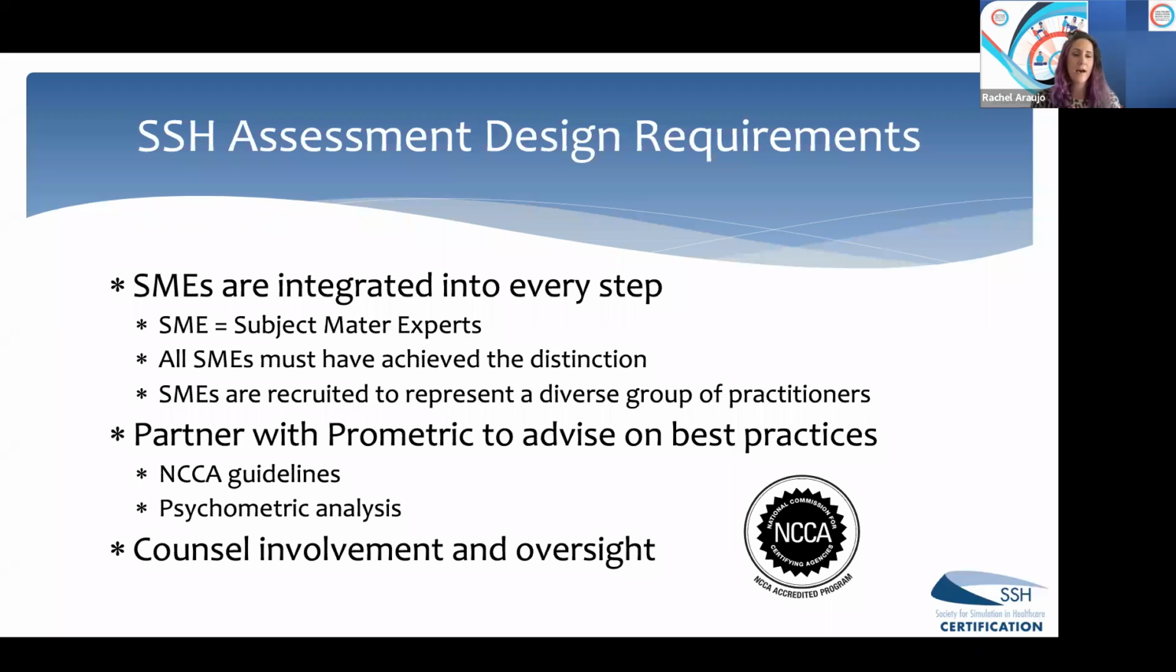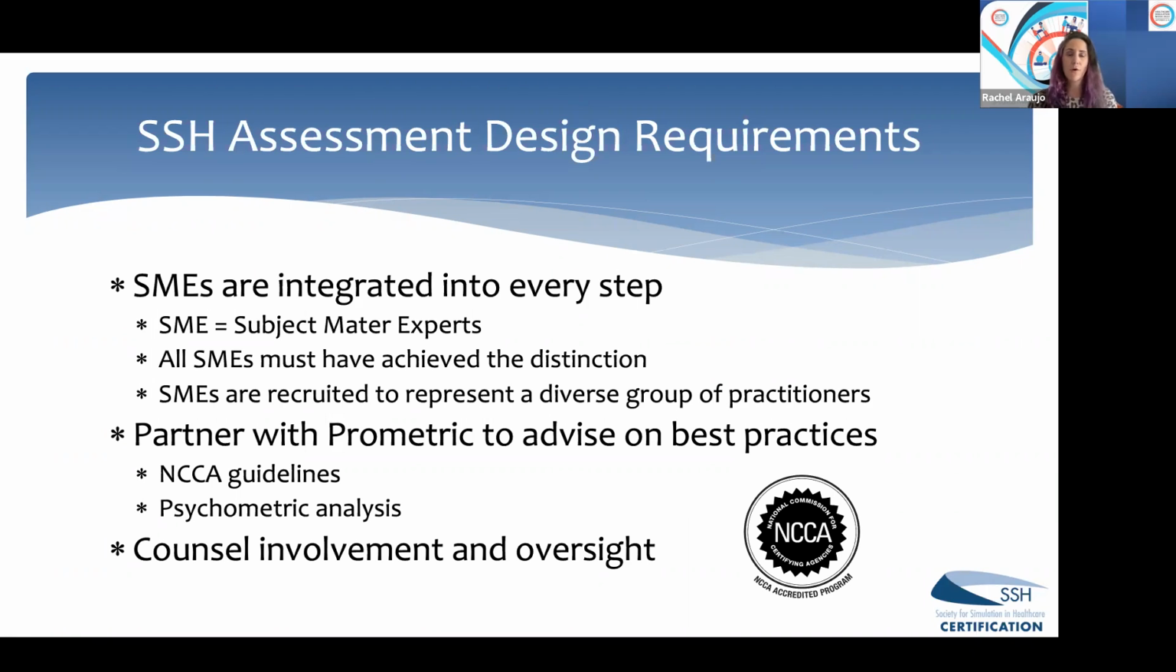An effort that we have made is that SMEs are recruited to represent a diverse group of practitioners. That means we want people from all walks of healthcare simulation. So it's not just nurses who are writing test questions or approving the exams. We want veterinarians that are using simulation, people in the military who are using simulation. So we look for people from different worlds in healthcare simulation.